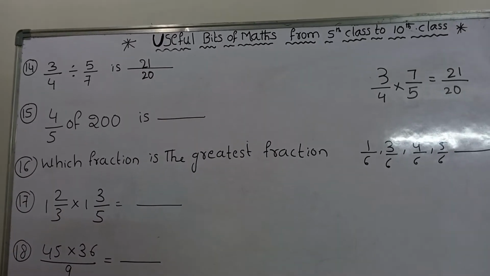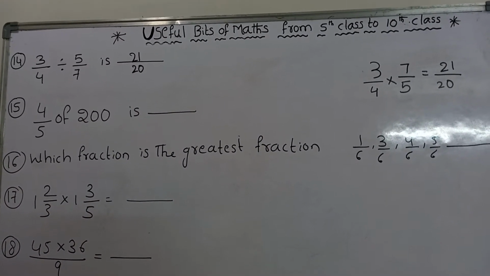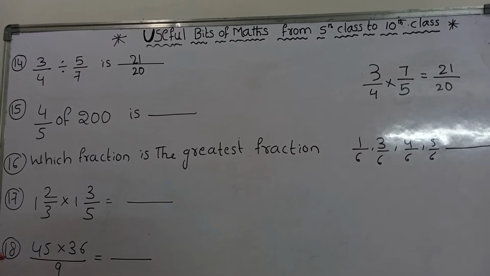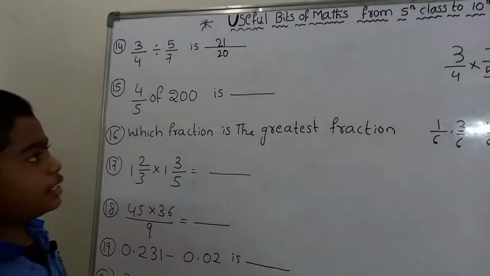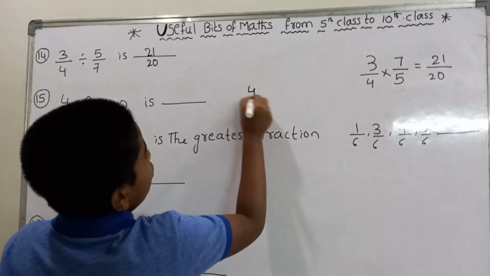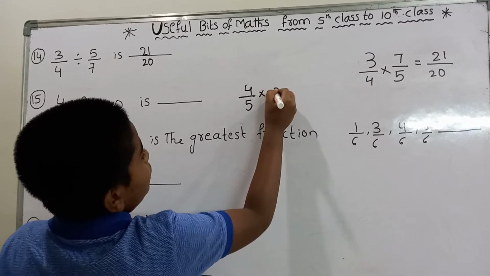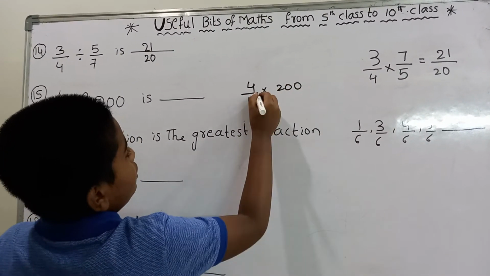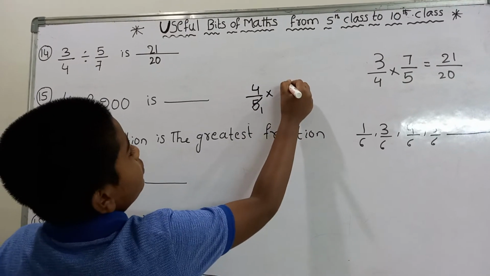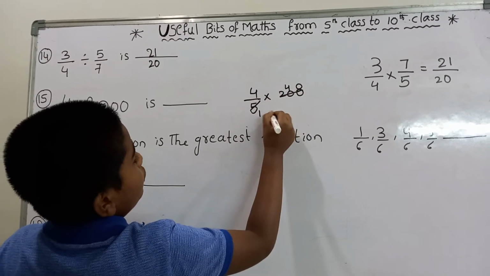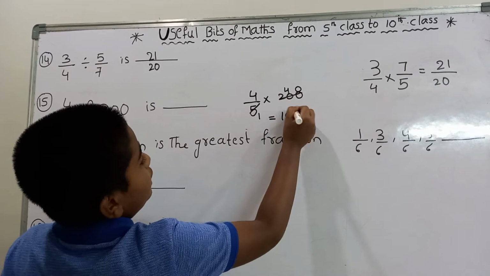And next question is, 4 by 5 of 200 is. Here 4 by 5 of 200, of is nothing but into. So 4 by 5 into 200. Here 5 ones are 5, 5 fours are 20 and 0. So 4 into 40 equals to 160.